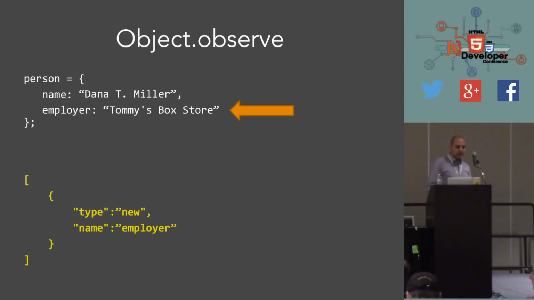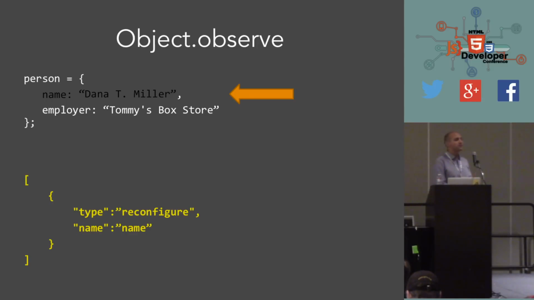Now, let's say it's pretty unlikely this person's going to change their name, so I'm actually going to use Object.defineProperty to set it to be writable: false. You can't change it anymore. Now, I'm actually even going to get a notification that, you know what, this property was reconfigured. It's not going to be changed.